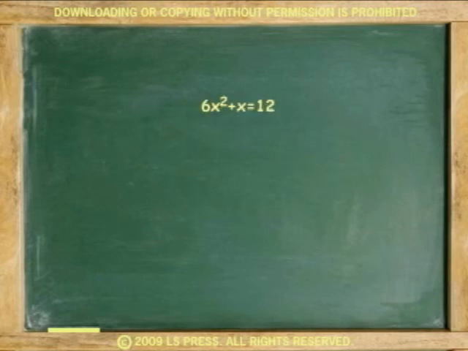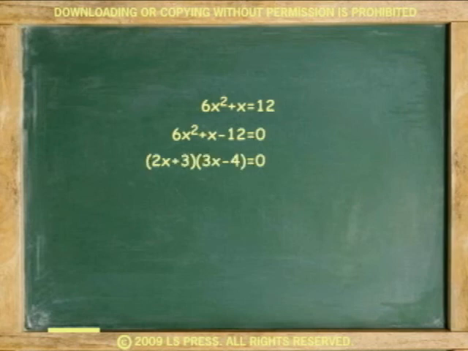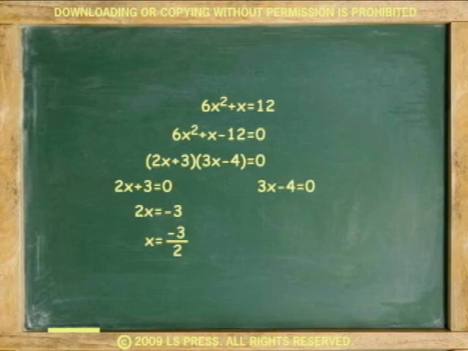One last example. Move 12 to the left. Factor. 2x plus 3 equals 0. 2x equals negative 3. X equals negative 3 over 2. 3x minus 4 equals 0. 3x equals 4. X equals 4 over 3.